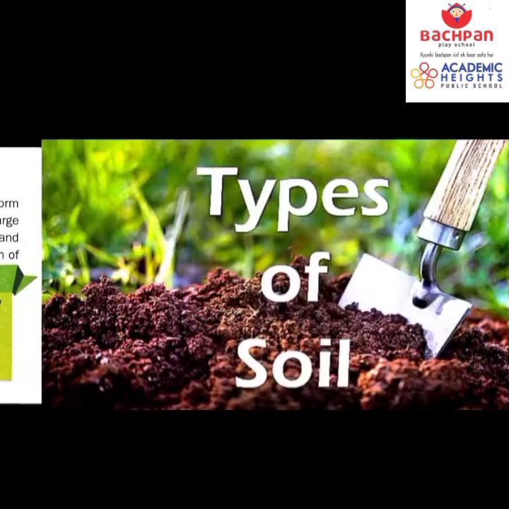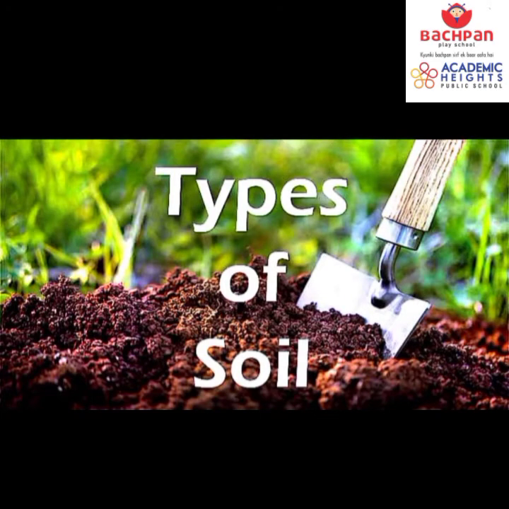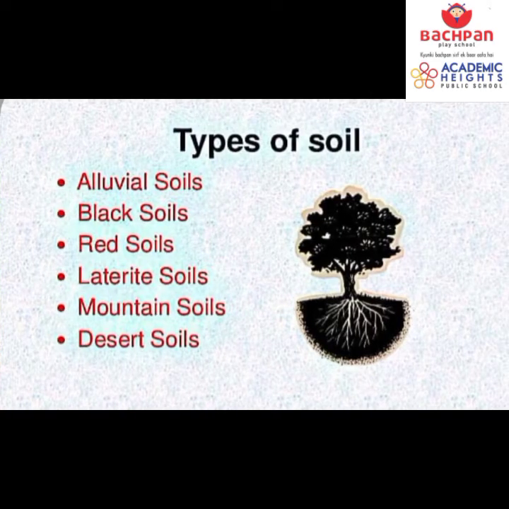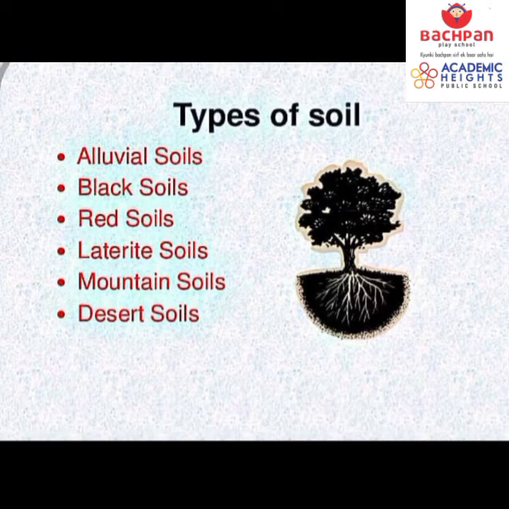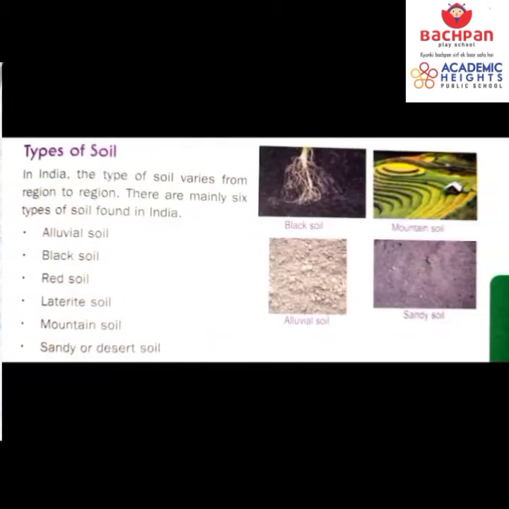Now dear students, we would be seeing the types of soil. The types of soils found vary from one region to another. We have 6 types of soil found in India: alluvial soil, black soil, red soil, laterite soil, mountain soil and the desert soil. So these are the 6 types of soil that we find in India. We would be discussing all these types now.